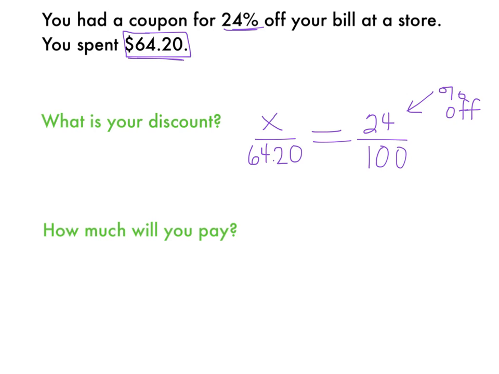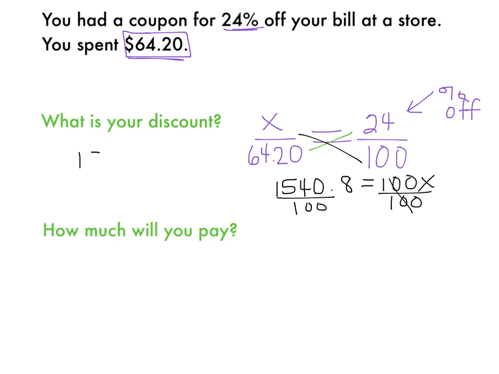That's called my discount. Remember, here's your percent off, so across from it is going to be the amount you're going to get off. So I'm going to grab my calculator. I'm going to do 6420 times 24, and I get 154.08. Oh, no, 1540.8, and then equals 100x, and then I'll divide by 100. So divide by 100, and I end up with 15.408.